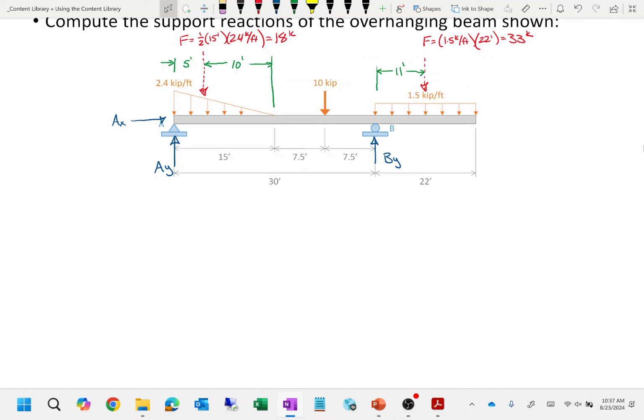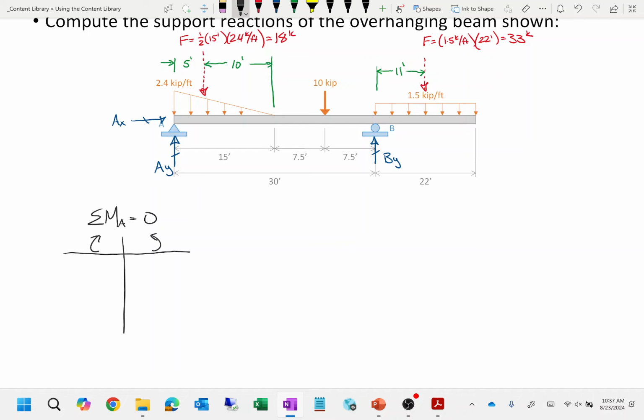Let's do it the same way we did it before. Let's sum moments at A. Do I need to consider AX or AY? No. I usually put a little line through my reactions just to indicate that's a reaction. So no contribution from AX or AY.